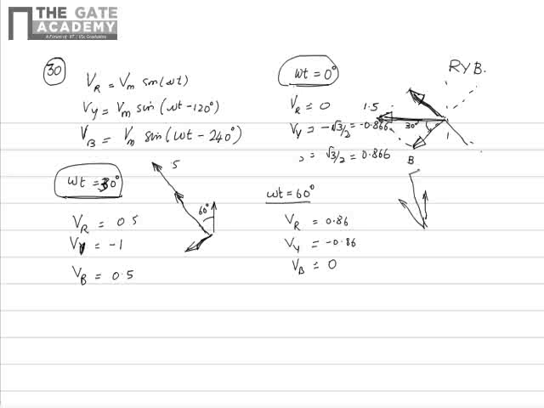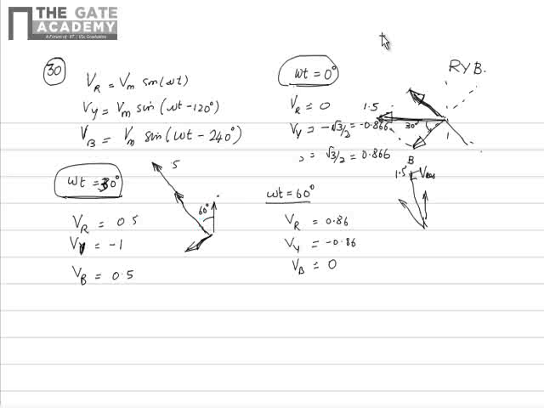So this is the resultant, V resultant, and this also has a magnitude of 1.5. Again you can see that the vector has rotated by 30 degrees in the clockwise direction. So the vector which is rotating clockwise with a magnitude of 1.5 is the resultant magnetic field. The resultant magnetic field is moving from leading phase axis to lagging phase axis.